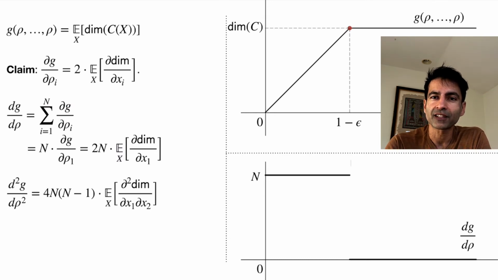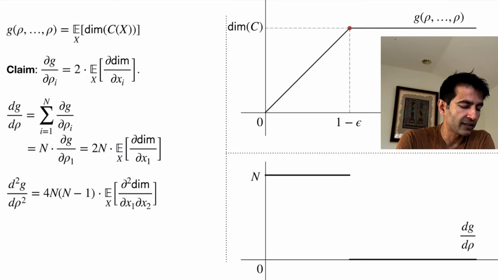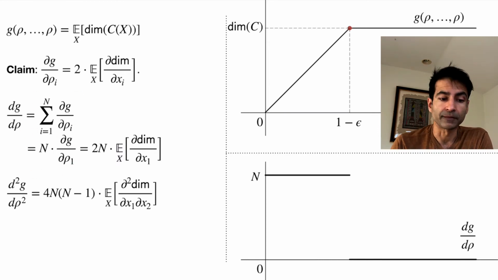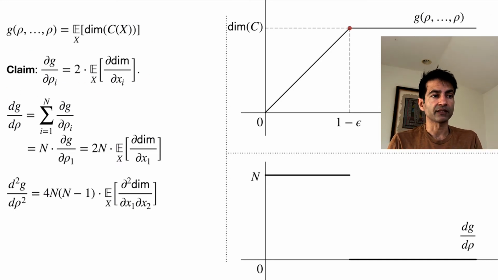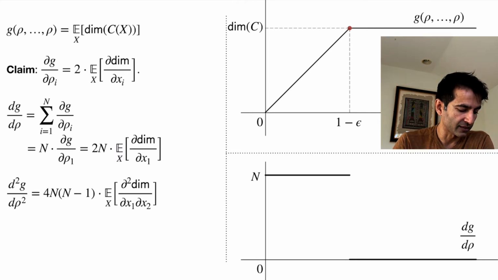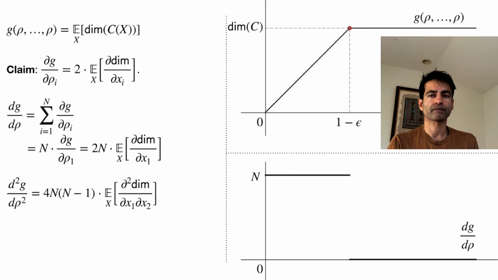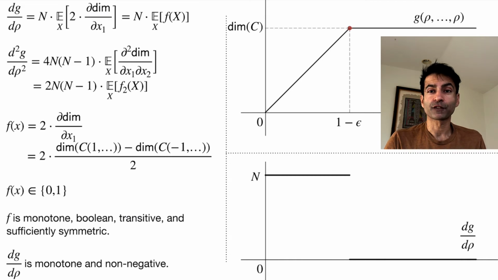Okay. So if that's not clear, you should spend a few minutes to think about that and verify it for yourself. So this sum is equal to n times the first partial derivative, which is equal to 2n times the expected value of the first partial derivative of the dimension by our claim here. Okay, and basically the same reasoning leads to the result that the second derivative of g can also be expressed like this. Okay. All right, so that's the first observation.